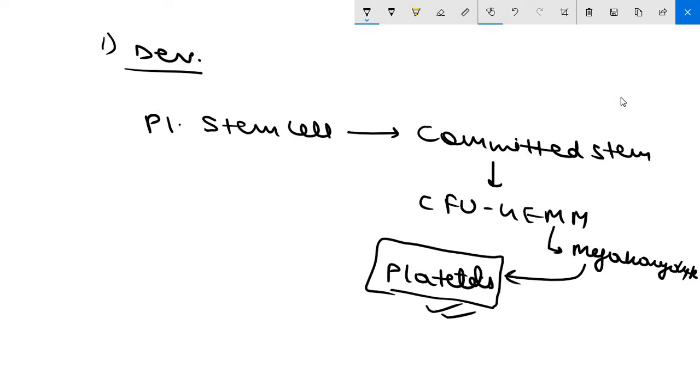So this is the developmental sequence: pluripotent stem cell, then committed stem cell, then colony forming unit GEMM, then megakaryocyte, and then platelets.